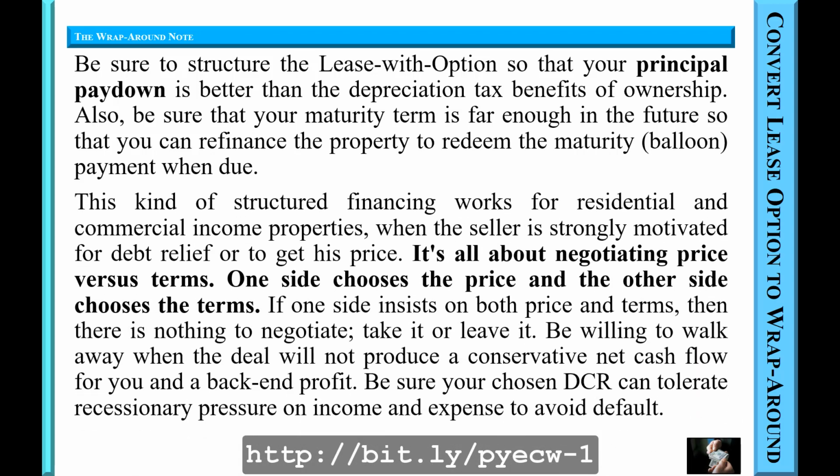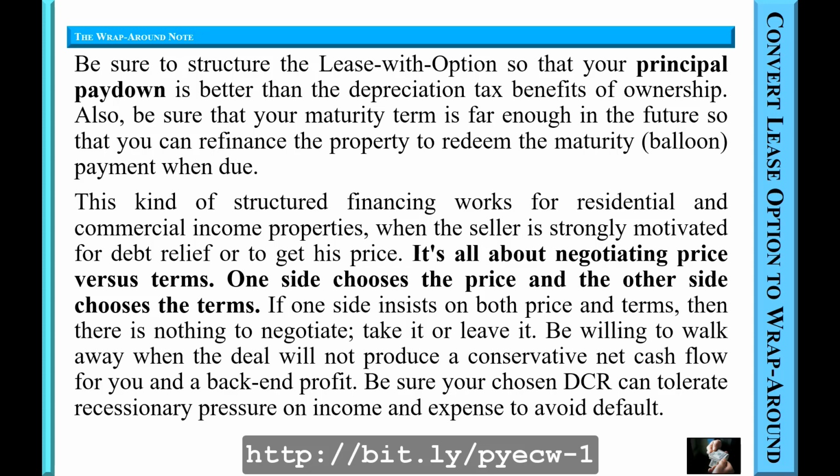This kind of structured financing works for residential and commercial income properties when the seller is strongly motivated for debt relief or to get his price. It's all about negotiating price versus terms. One side chooses the price and the other side chooses the terms. If one side insists on both price and terms, then there is nothing to negotiate. Take it or leave it.